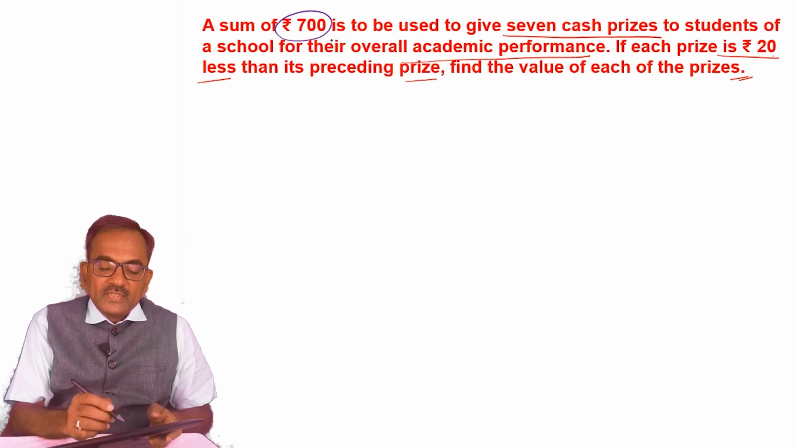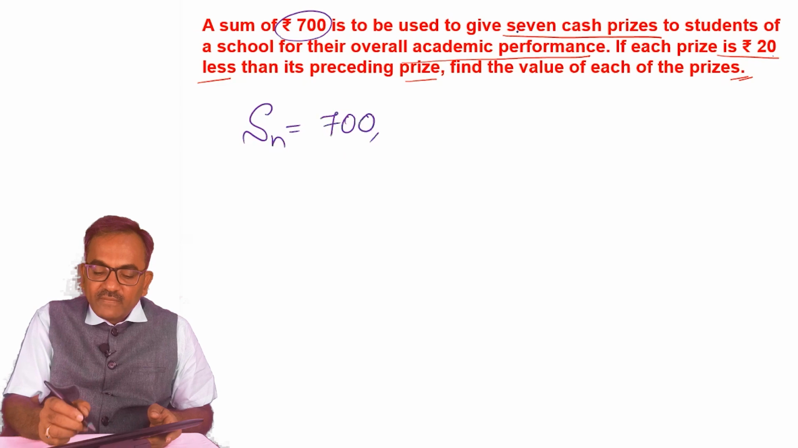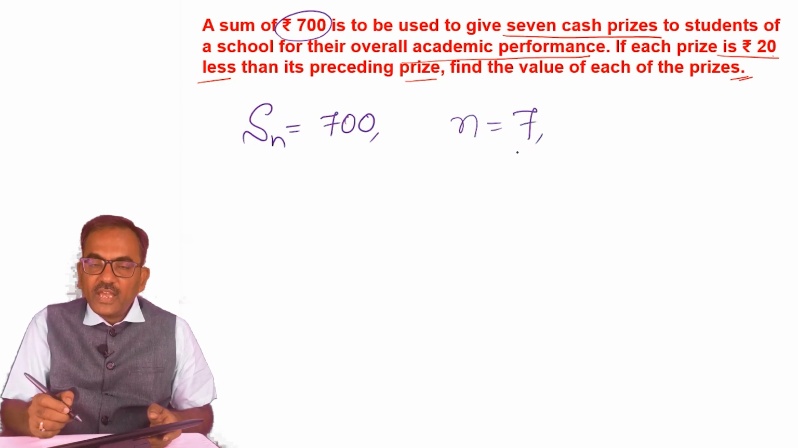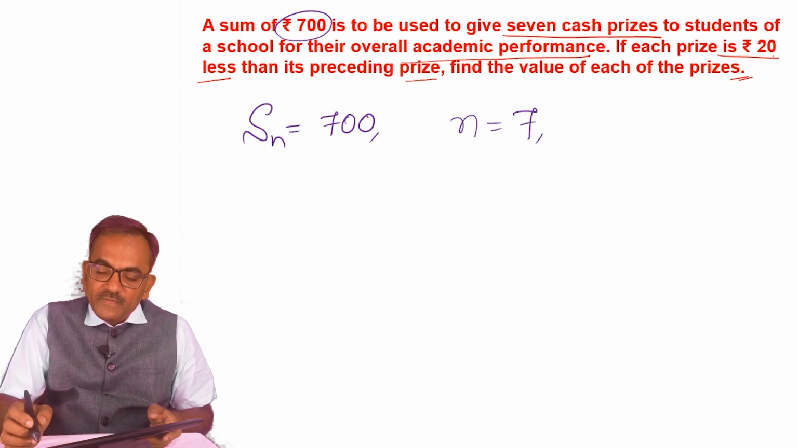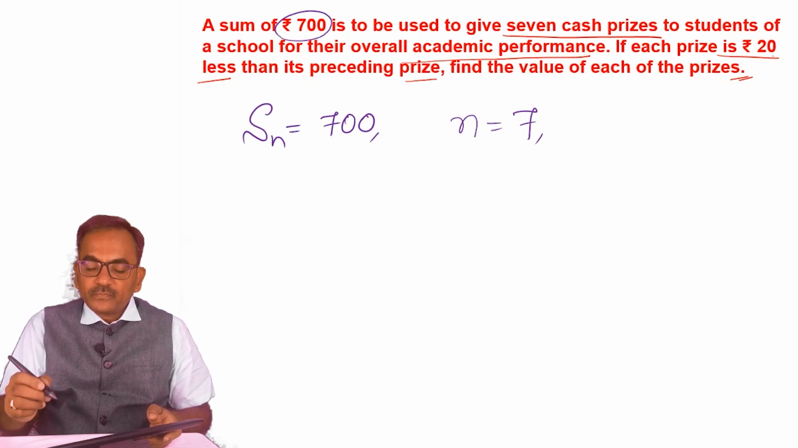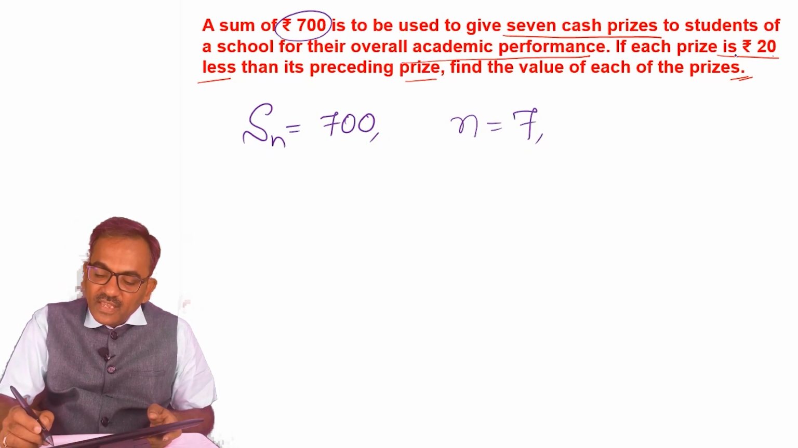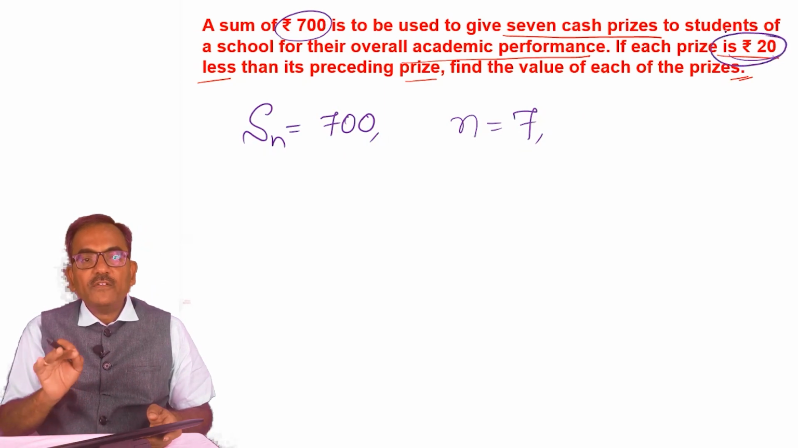So, a sum of 700, so this Sn is 700. 7 cash prizes have been given, so there are totally 7 cash prizes. And if each prize is 20 less than the preceding prize, this is a catchword. There is a constant difference of minus 20 in this. Therefore, this forms the AP.